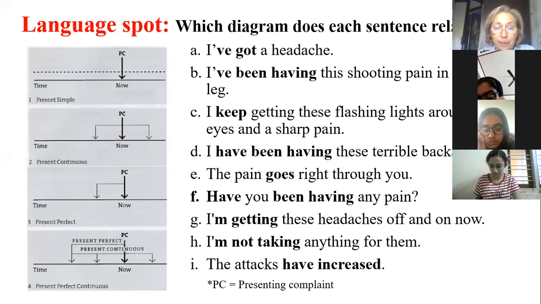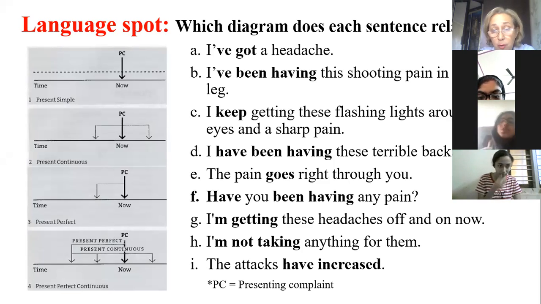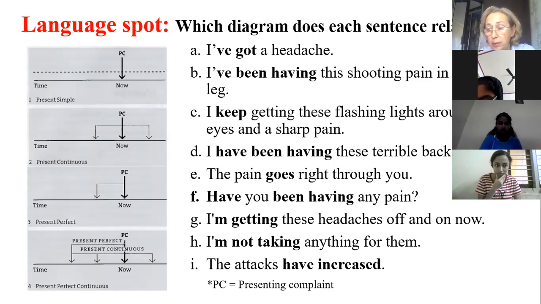It's present continuous. Present continuous has ing at the end of the verb. No, I mean simple past tense. Past for go is went, right? But we have the pain goes. Present simple, right? So this is present simple. Okay.